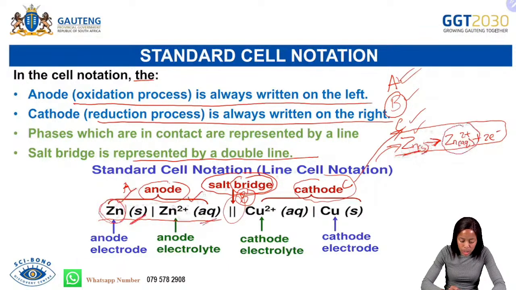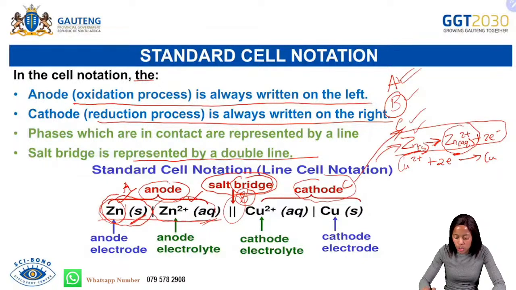So it basically means that Zn is our reactant, is on the left-hand side. Zn2+ aqueous is our product because it's on the right-hand side. Then we are moving on to the copper. For the copper half reaction, what did we have? We had Cu2+ plus 2 electrons to give us Cu.